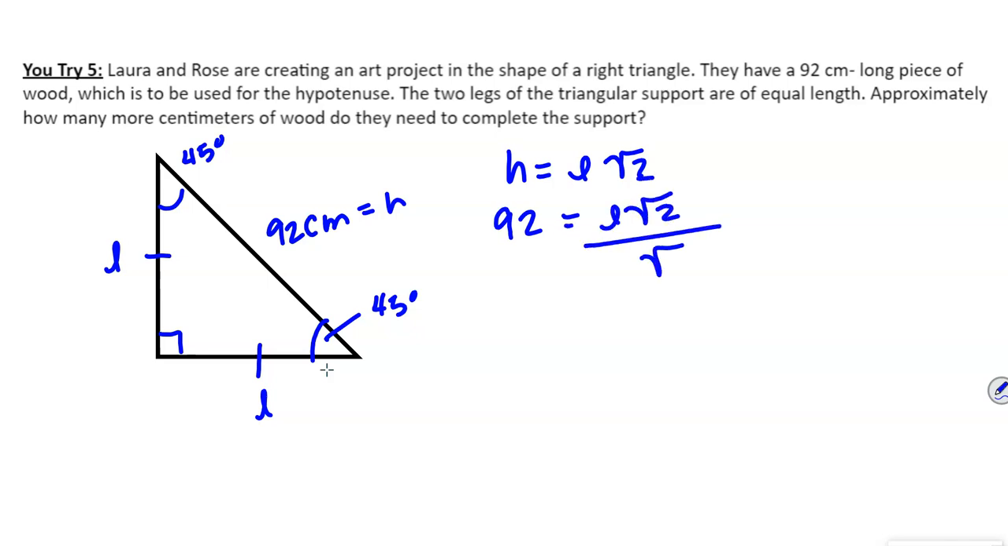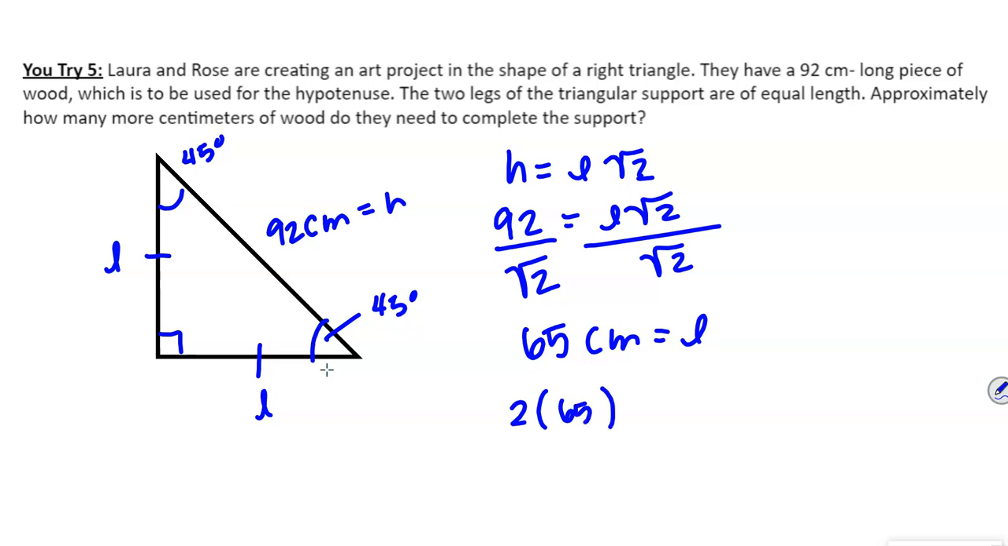Divide both sides by the square root of 2. Now again, because we just need an actual length here, we don't need to simplify this radical. We can just divide 92 by the square root of 2. And when we do that, we get 65 centimeters. Now listen, that's only one of our legs. Don't we need two of those? So we're going to go 2 times the 65. That means we're going to need 130 centimeters of wood. Okay?